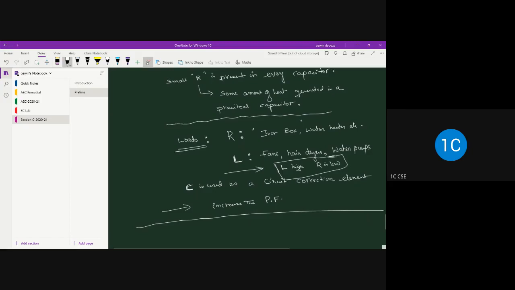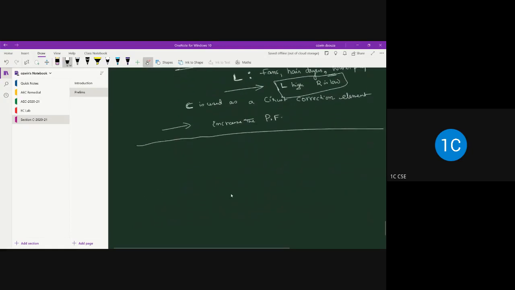So this is the quick recap of today's session. Based on today's lesson, I will frame 10 MCQ questions, and by Monday you are supposed to answer them. In the next class, we can start with Ohm's law.